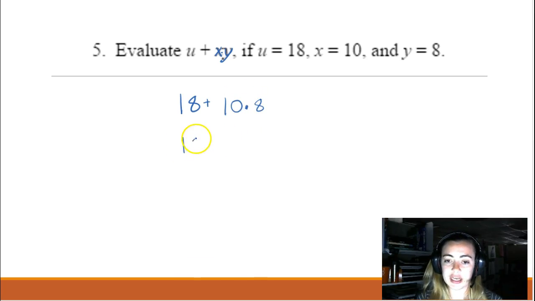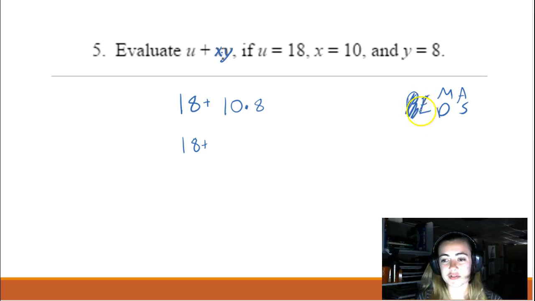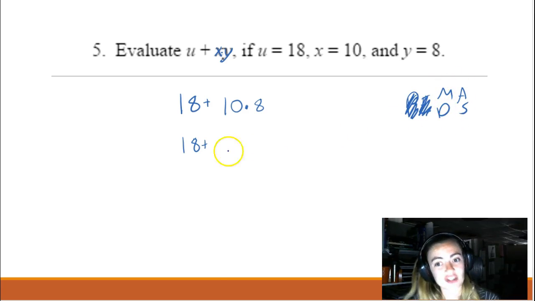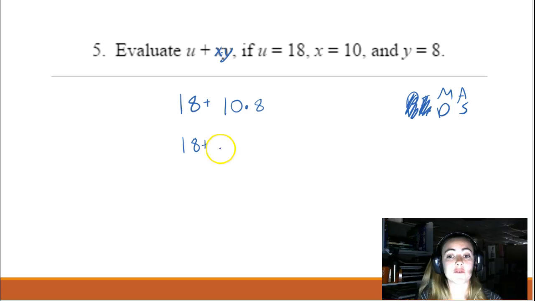So we simplify. 18 plus 10 times 8, because remember PEMDAS, there's no grouping symbols, there's no exponents, there is multiplication and division. So we have to do 10 times 8 first to get 80. 80 plus 18, which is 98.